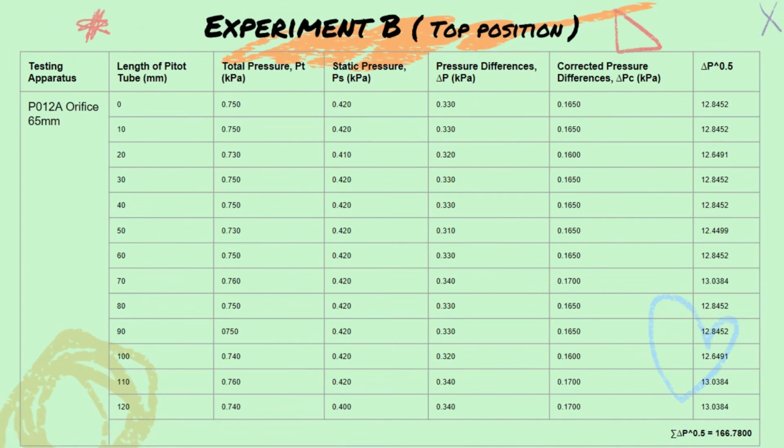In experiment B, the length of the pitot tube is manipulated with the increment of 10 mm at different positions, including from the top and the side with 4 types of testing apparatus. The initial procedures of calculations are almost the same as the previous one. After obtaining the corrected pressure differences, the effective differential pressure needs to be calculated with the formula of the square of average of the square roots of the 24 individual differential pressures.